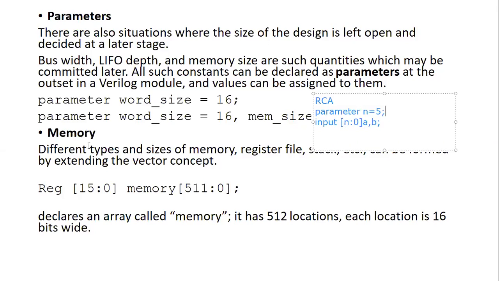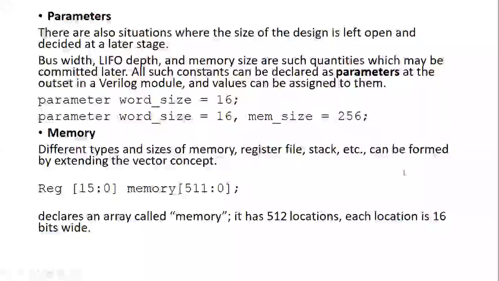Next is memory. This is used for declaring memory. Now this is an example I've given: reg [15:0] memory [511:0]. What does this mean? This means there is a memory which has 512 memory locations and each location is 16 bits wide. Like I can show, for example, this will be the 511th location.